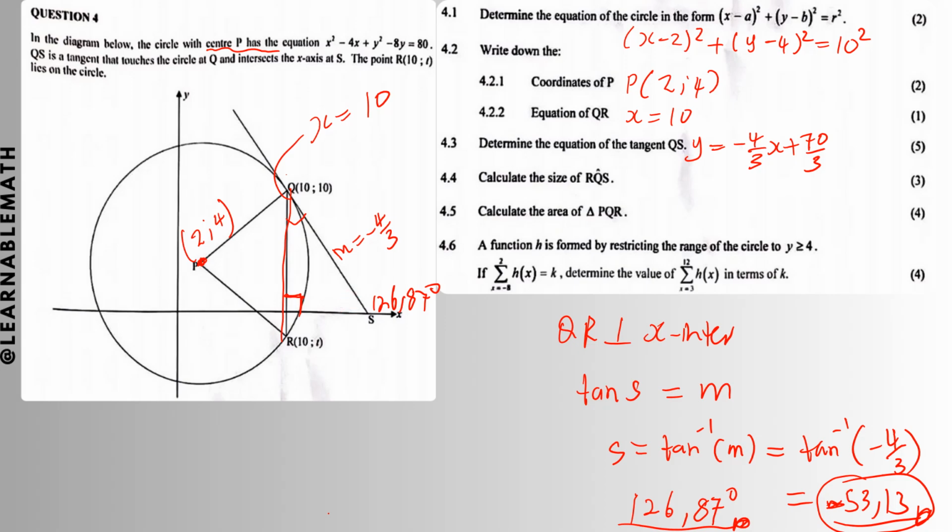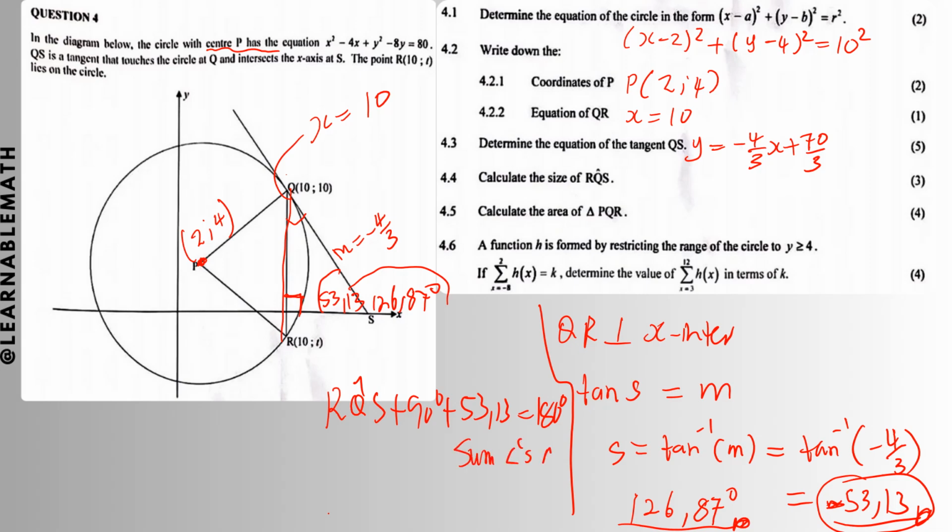So obviously it can be more than 126, so it makes more sense for 126 to be this, and that one will just be positive 53.13. Okay, so this one positive 53.13, we can use the idea of sum of angles of a straight line, to say the one we are looking for, angle RQS plus 90 degrees plus this 53.13 is equal to what? 180 degrees. Okay, because of sum of angles of a triangle.